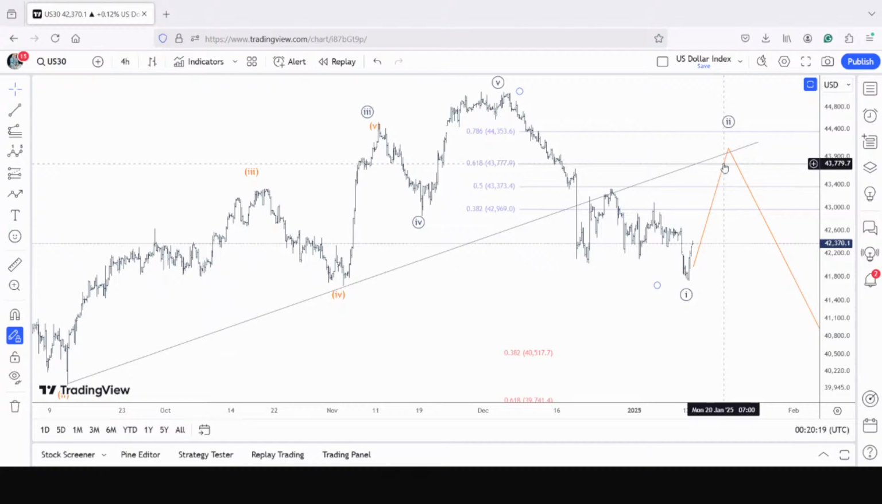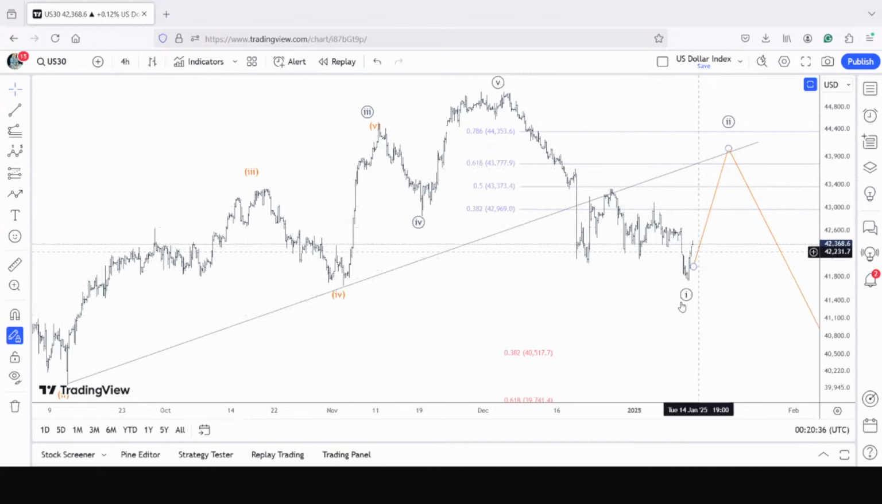Now, watch out for 43,750, 43,900 sort of a range. This is where exactly the bears would be back. And watch out again for the bull trap as well.